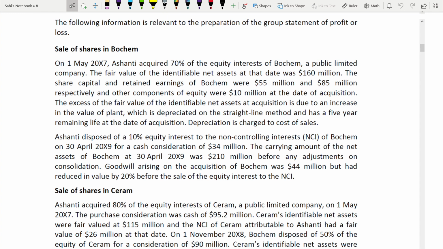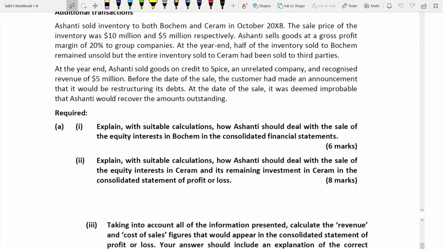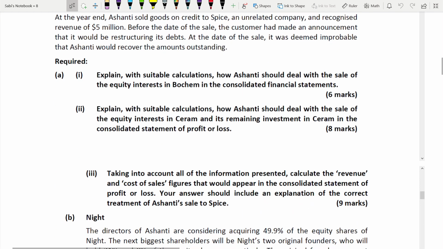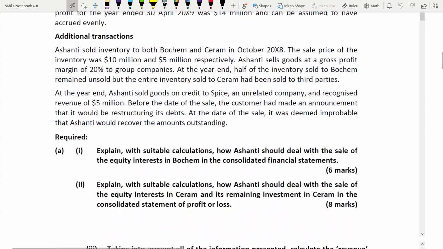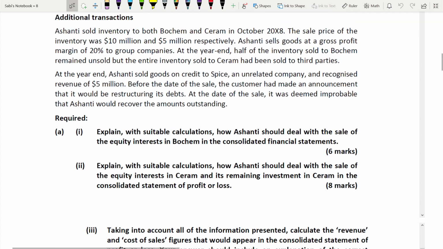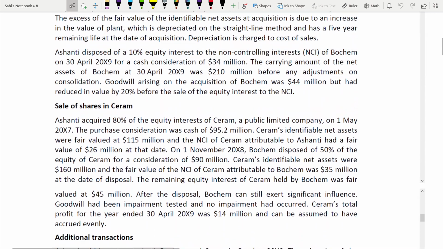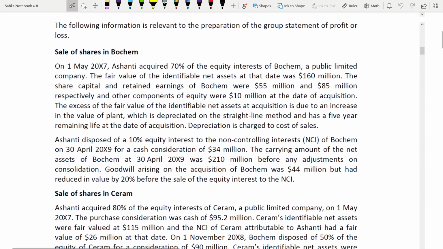So let us read the information. You can even start reading by the requirements. I normally start by reading the requirements, but since we know that it is a group question, we know the types of question that could be asked. It might be something to do with consolidated profit and loss, financial statements, goodwill, NCI, right? Let's see. Sale of shares in Bokum on 1st of May 2007.